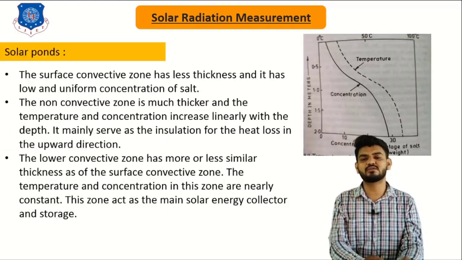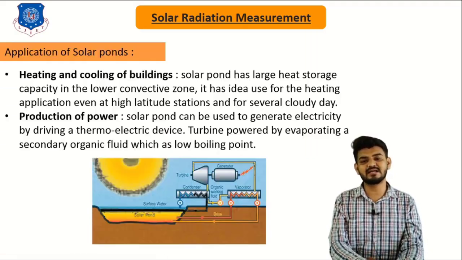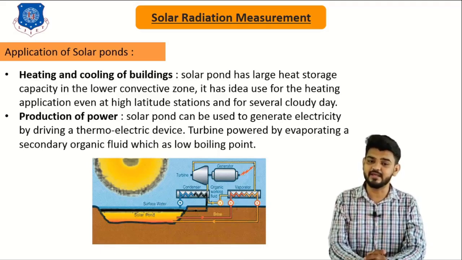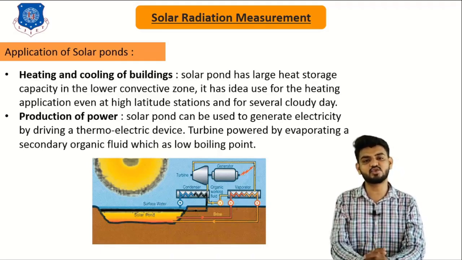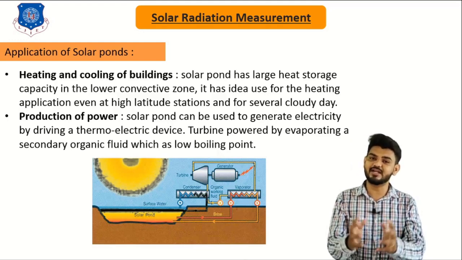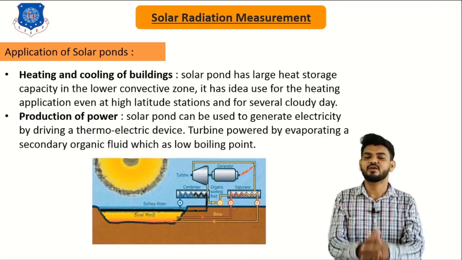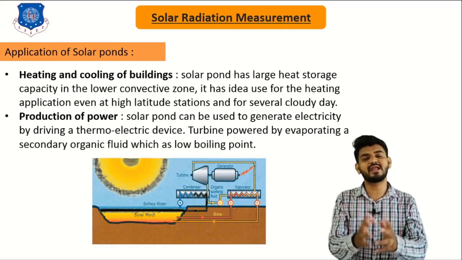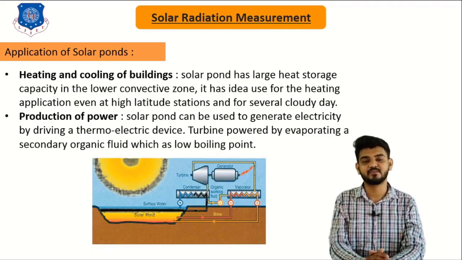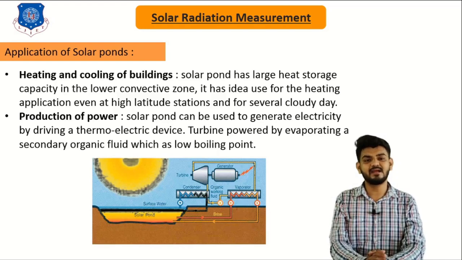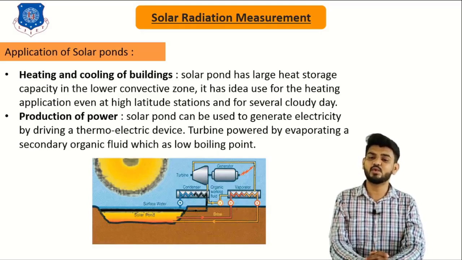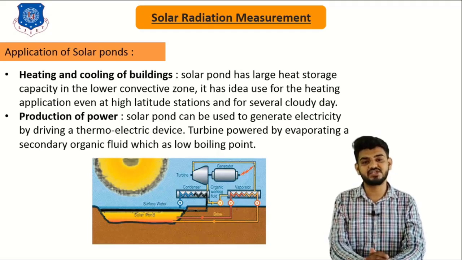So this was all about the solar pond. Now let's quickly discuss the applications of solar ponds. First, heating and cooling of buildings. A solar pond has a large heat storage capacity in the lower convective zone. It is ideally used for heating applications even at high altitude stations where a cloudy atmosphere is present. So we can utilize the thermal energy of this solar pond for heating and cooling applications of buildings. Then we can utilize this solar pond for power generation.